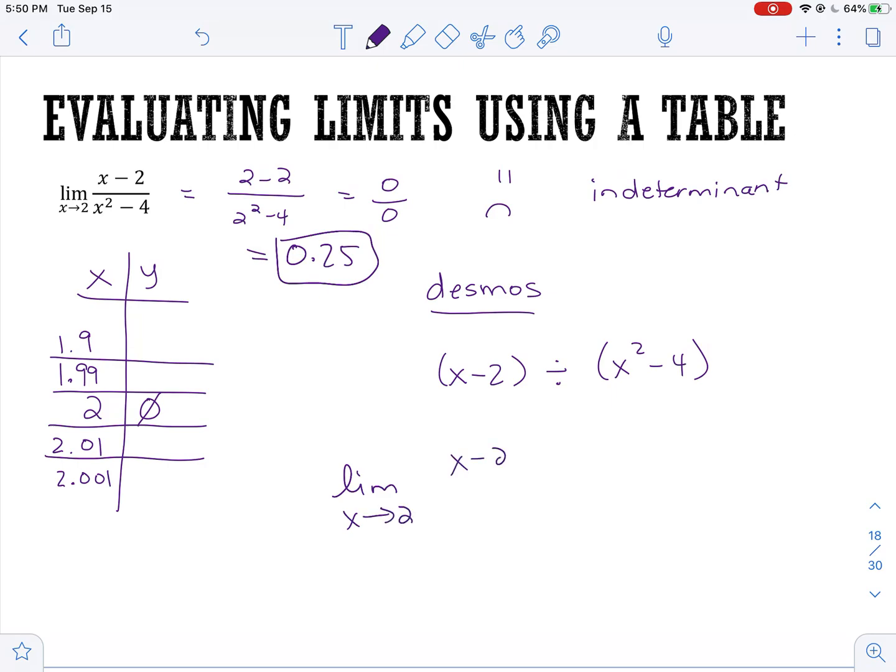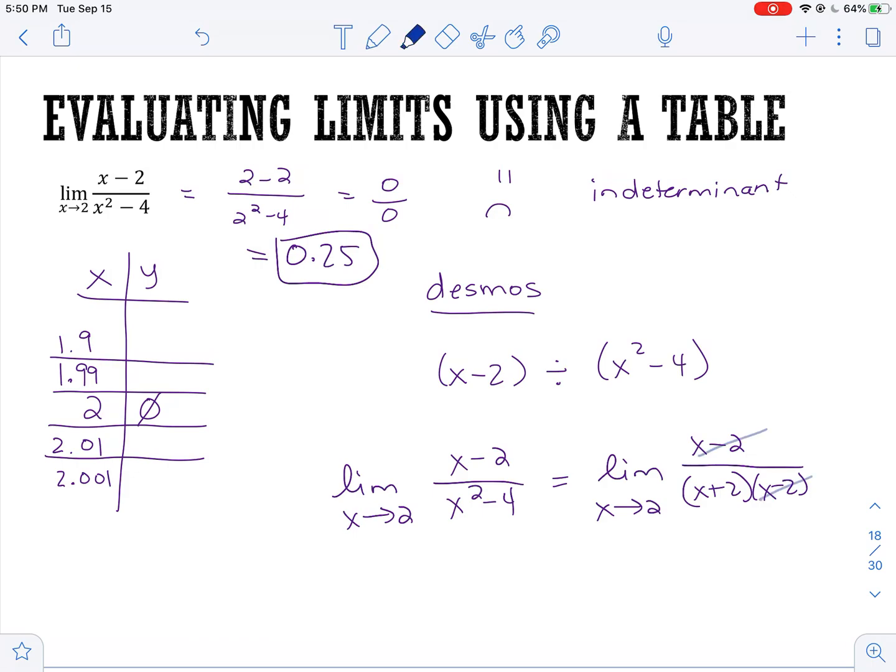Well, let's look at this problem again and see if there's another way we can think about it algebraically. When you are given this problem, what's one thing that you could do to the denominator? You can factor it. Let's factor it and see if we can cancel anything. That would factor to x plus 2 times x minus 2.